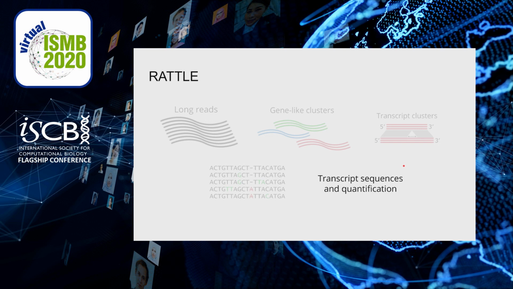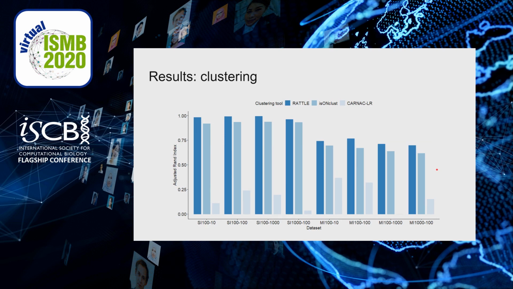And finally, an extra step of clustering and error correction is performed, and the final transcriptome is output along with the quantification of each transcript. And I'm going to show a few results. So we've benchmarked our tool at 3 different levels: at the clustering level, at the error correction level, and then at the transcript quantification level.